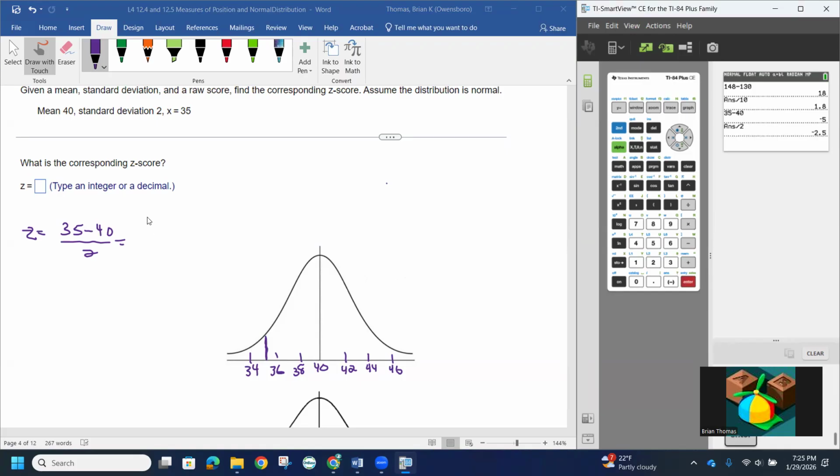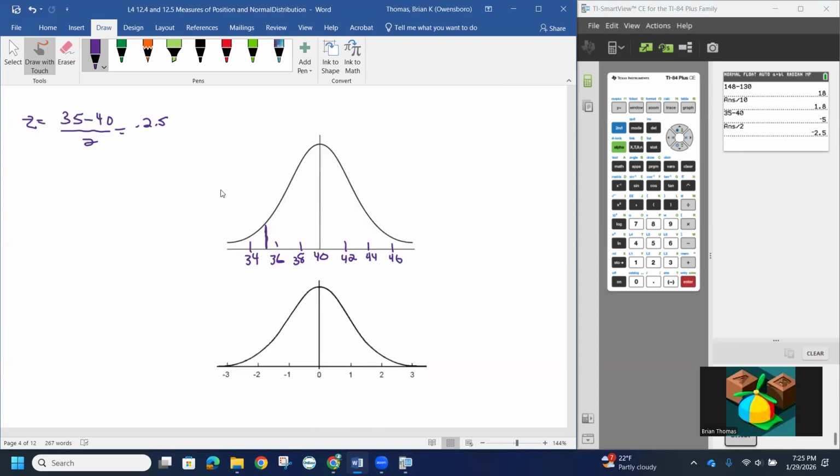-2.5 would be our z-score. Based on our graph, notice how 35 would be halfway between 34 and 36. So that does match up with a z-score of -2.5. So that x item of 35 corresponds to a z-score of -2.5. It's about right here. So -2.5 is where that would fall on my graph. I'm going to stop there and do some examples in another video.